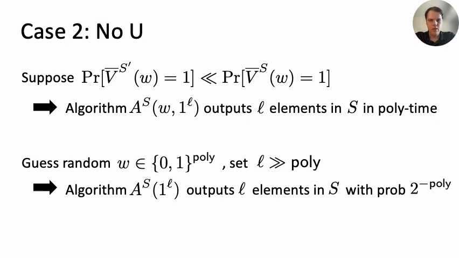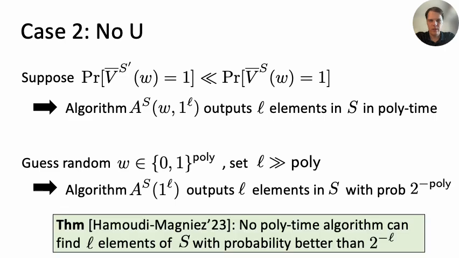So the next step is that the algorithm above requires this witness that depends on the set S, and we're going to remove that witness. So what we're going to do is just generate the witness at random. And we will set L to be much larger than the size of the witness. And the result is that we get an algorithm that outputs L elements in S. The probability is no longer high, but the probability is just the probability that the witness was correct. So the probability is 1 over 2 to the length of the witness, but we're outputting L elements in S, where L is much longer than the length of the witness.